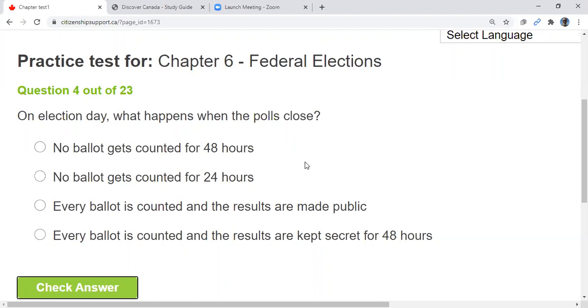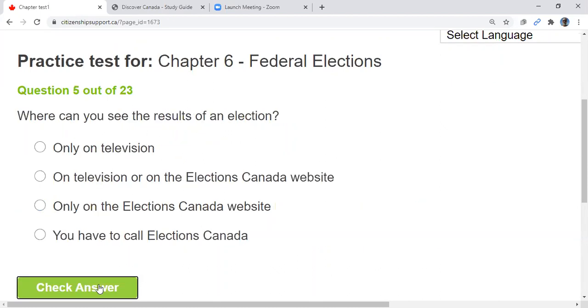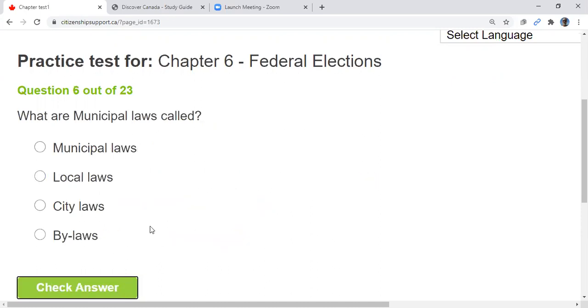Teacher, number 3. Yeah, very good. Every ballot is counted and the results are made public. Good. Yeah. Very good. And then Rashid, can you do this? Just curious. Where can you see the results of an election? On television or on the Elections Canada website? Very good, very good. Good. And I'm going to stop there because that's for next day. Very good.